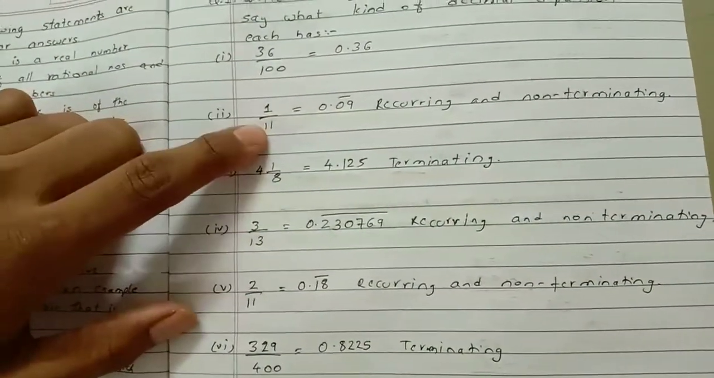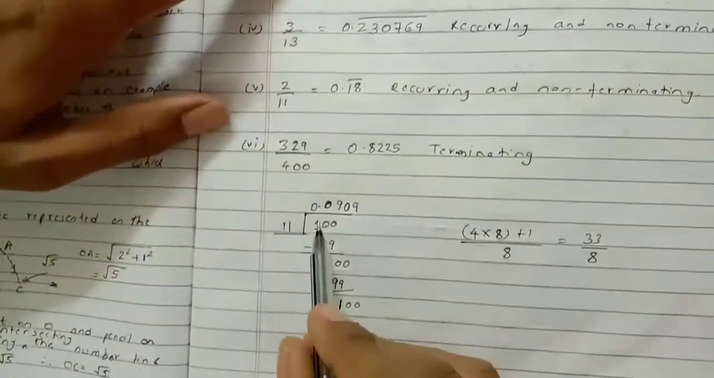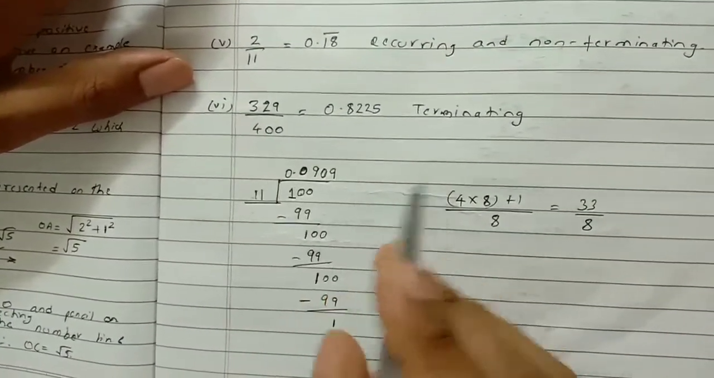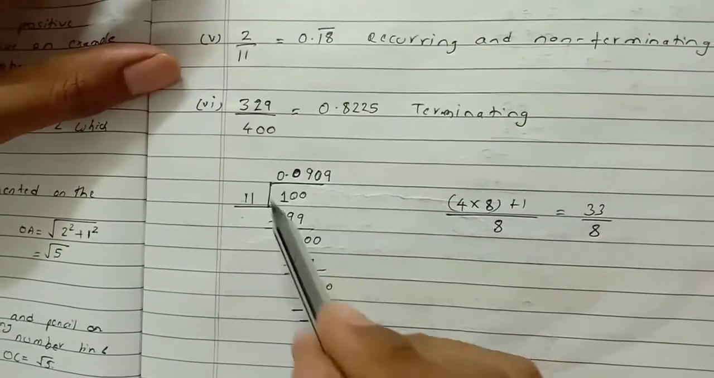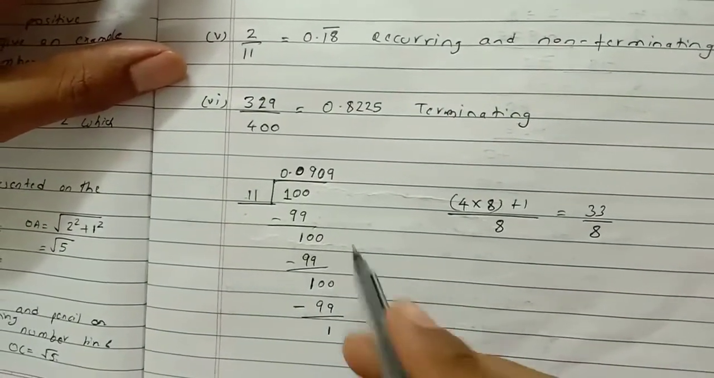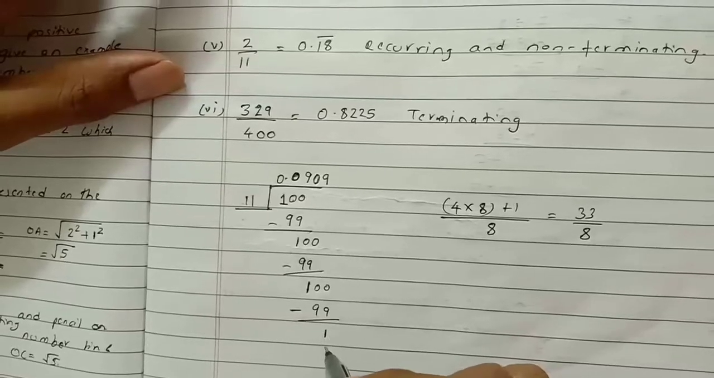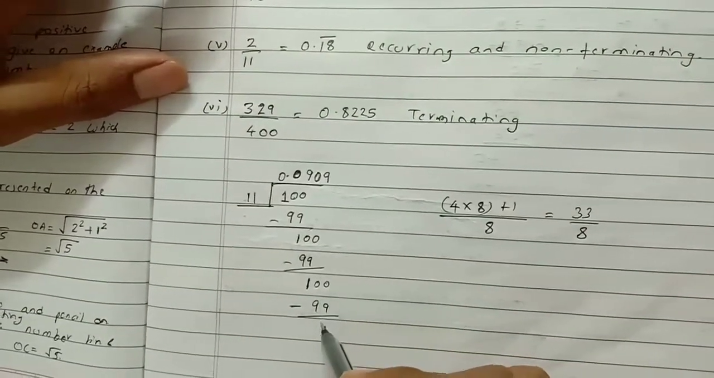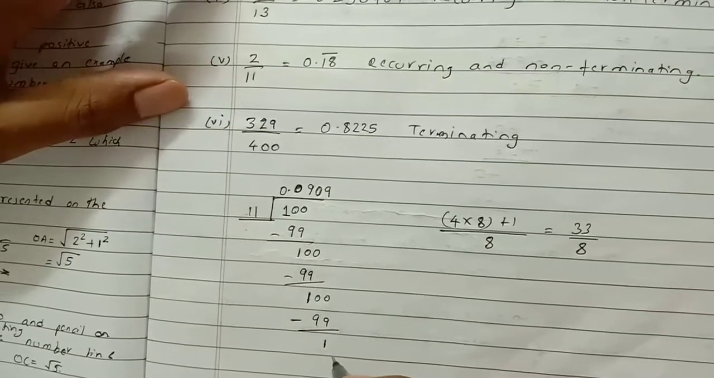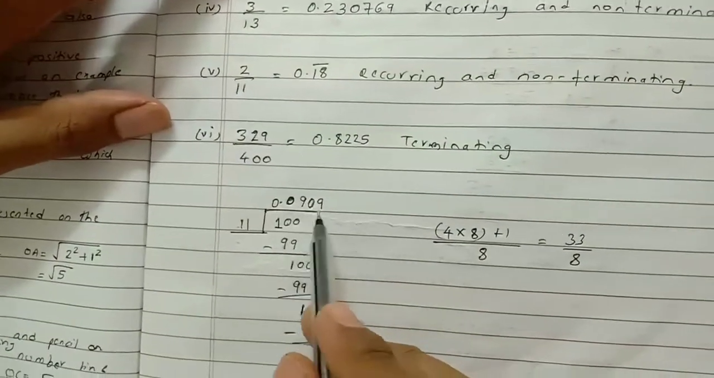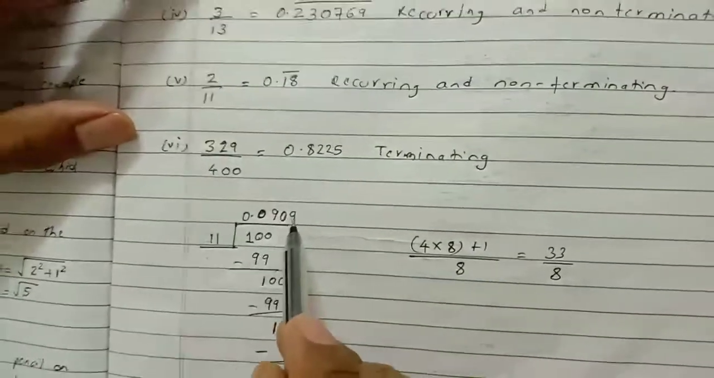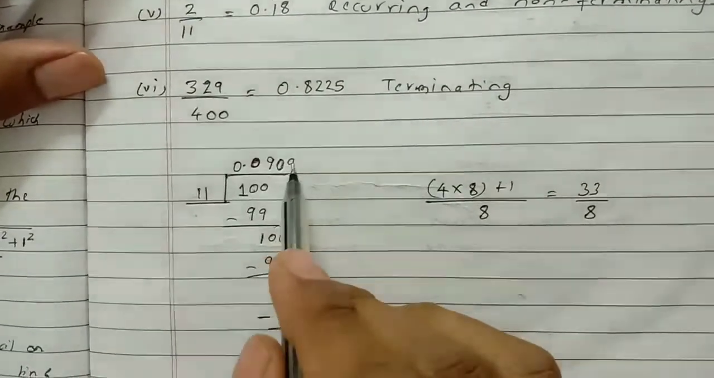Second one is 1 by 11. If we divide 1 by 11, the answer would be 0.0909. You can see the division over here. The remainder is 1, so it is non-terminating. And it is recurring, meaning the number 09 is repeating itself. 09, 09, 09. If you divide further, you will get this.